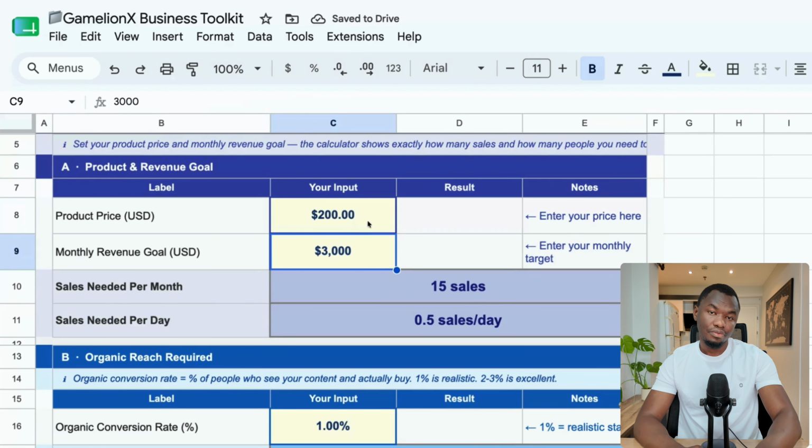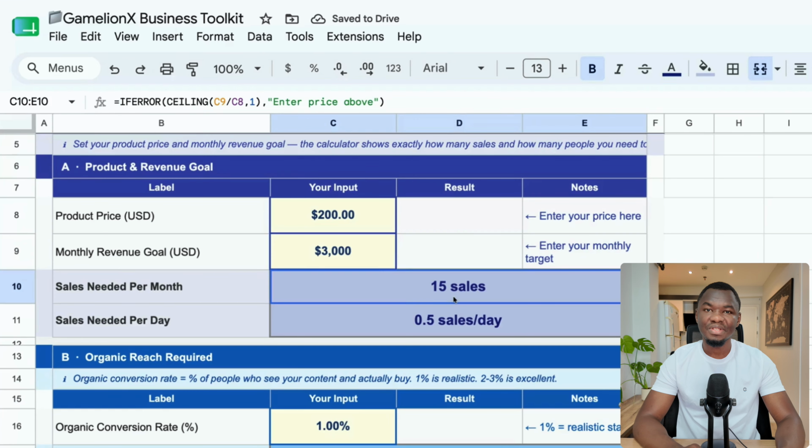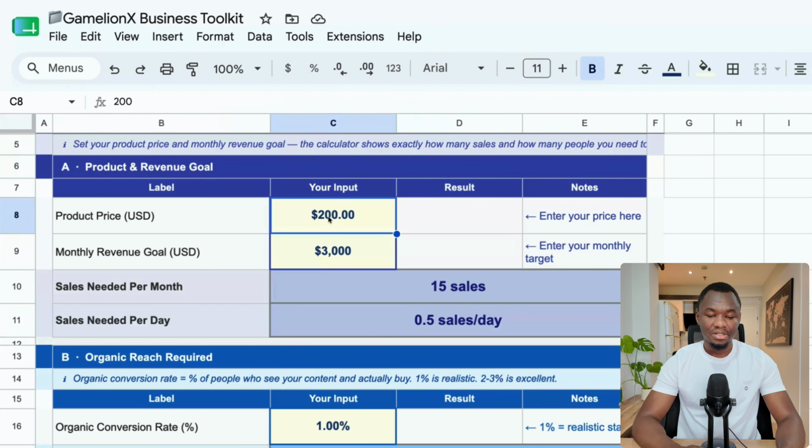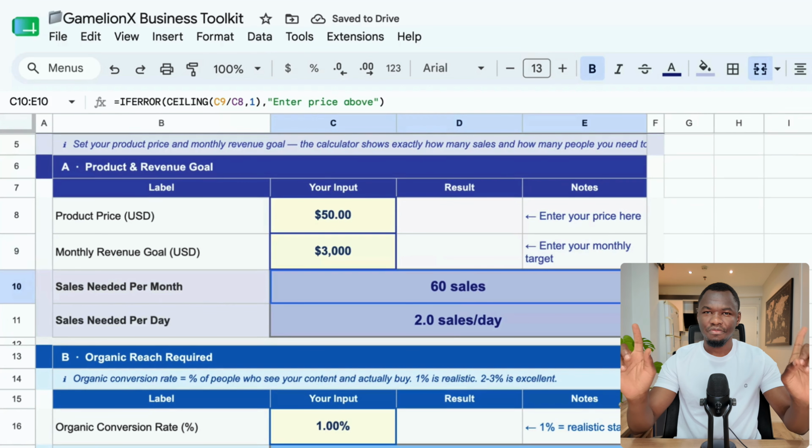So you can either increase your prices by, let's say you sell one for $200. If you're selling a product for $200, you just need to make about 15 sales, which is very possible, even if you have a lesser amount of followers. But if this product, rather than $200, goes all the way down to $50, it means you need to make 60 sales. Look at the difference over there.